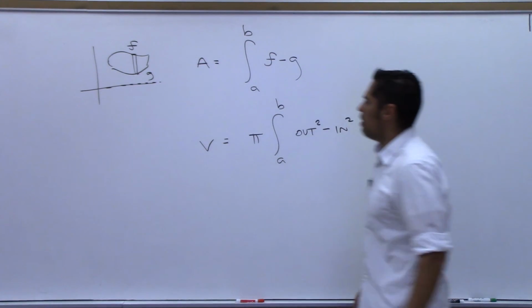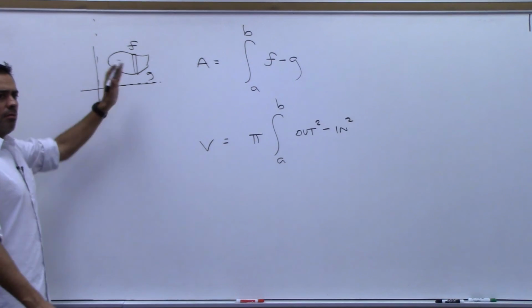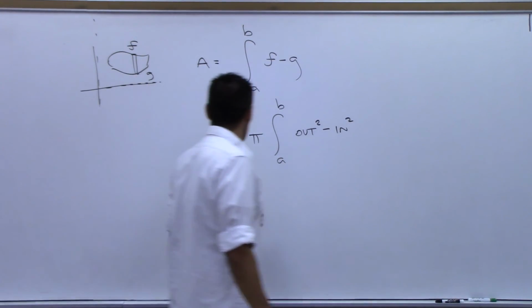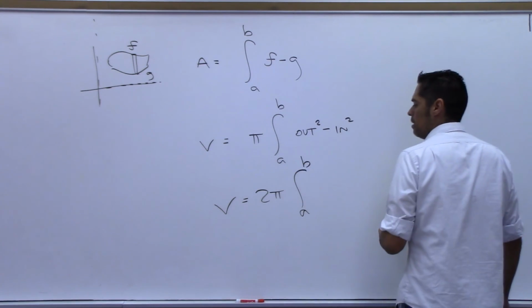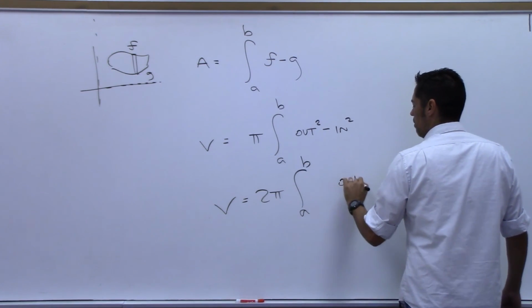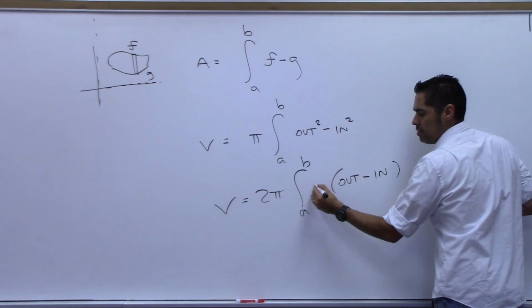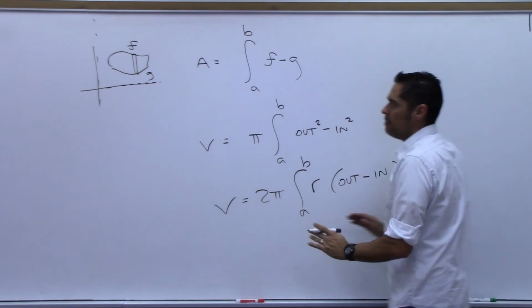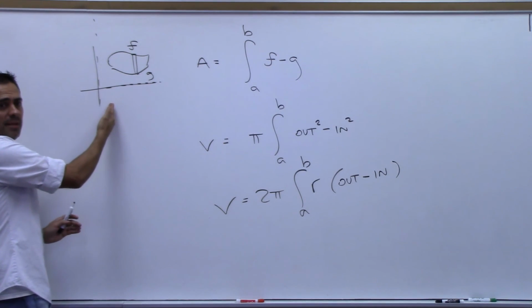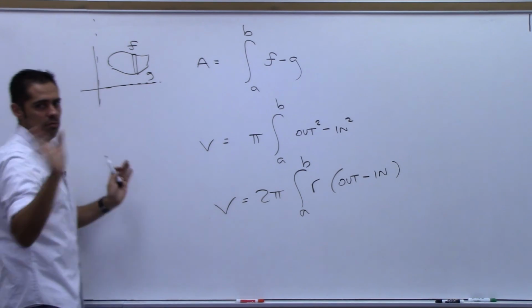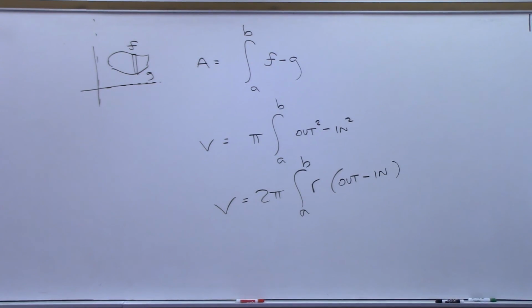What if you were rotating it around the y-axis? You go shells on this one, which looks like 2 pi, integral from a to b again, out minus in, which is really top minus bottom. But this important piece right here is your radius, which is the distance from the axis of rotation to the rectangle, which in this case would just be x. But if I move that line, it could really change. It could be a lot of different things.